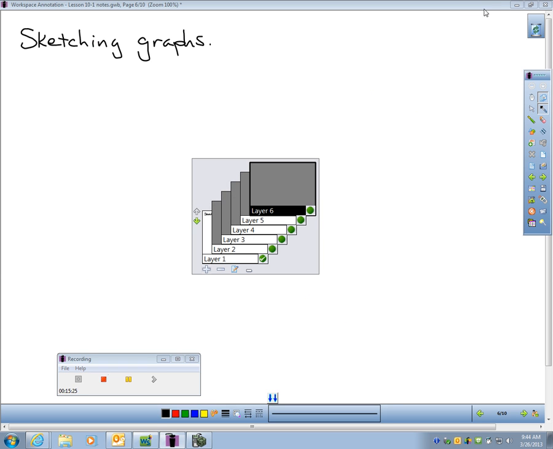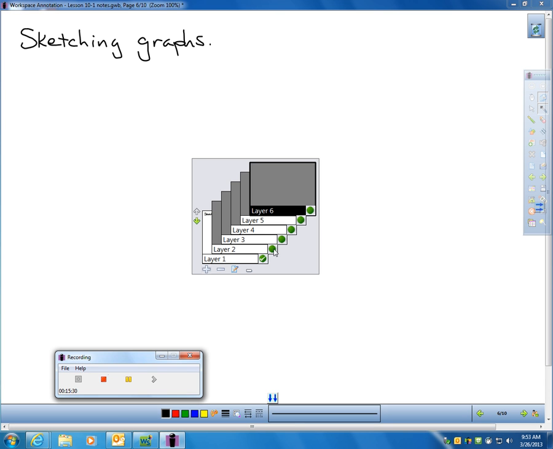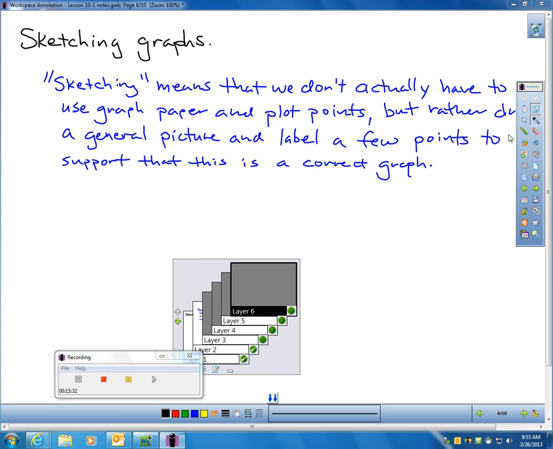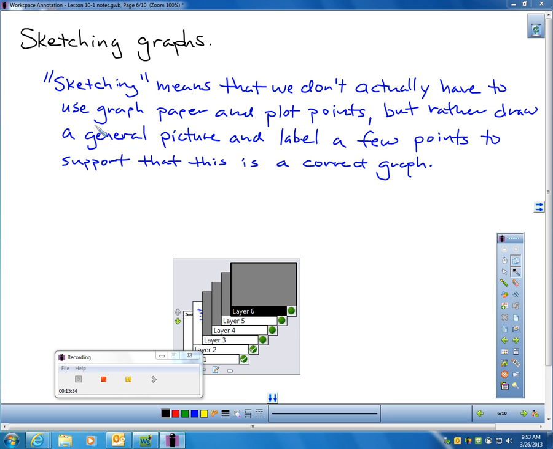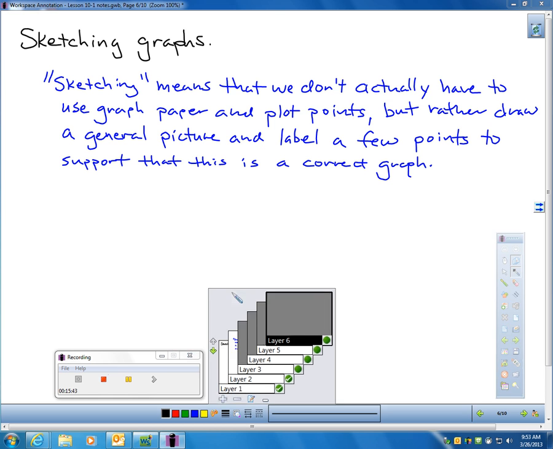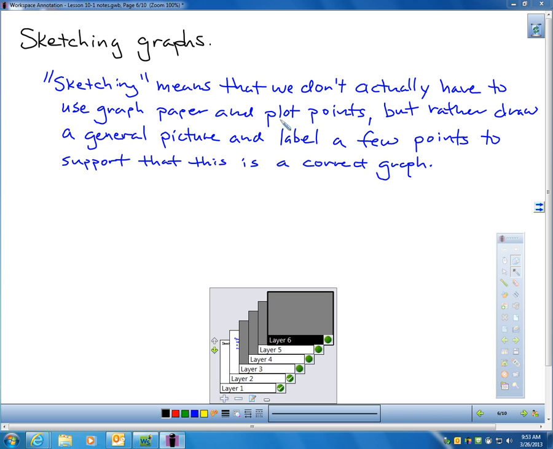So with that said, the next thing I want to do is go through how we sketch a graph. And sketching a graph means something different than actually graphing. Okay? Sketching means that we don't actually take out graph paper. We're not going to plot points and make a bunch of tables, but we're just going to basically draw a general picture and label a few points on this picture to support it's the correct graph. So sketching is like graphing, but it's freehand graphing. It's not as technical as graphing.